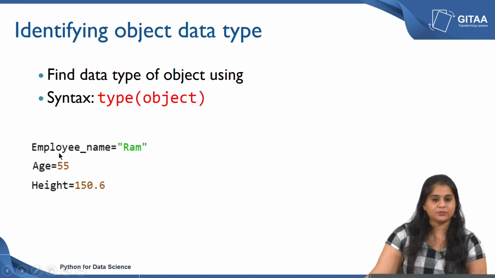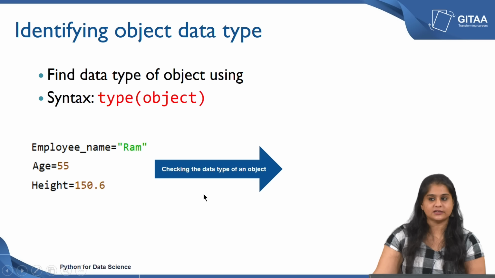The first is employee_name, which is the name of the employee, and the value is Ram enclosed between double quotes. Next is age of the employee, represented by the variable name age, the value for which is 55. The third variable is height, which is the height of the employee, whose value is 150.6.